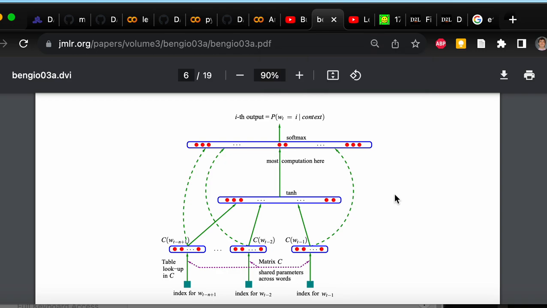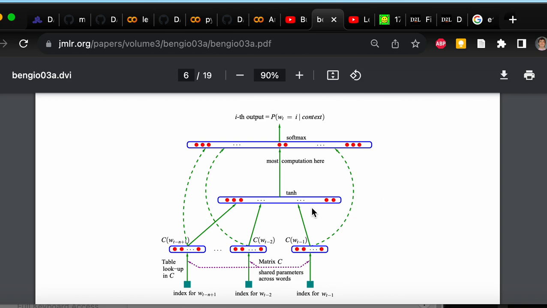This picture should remind you of the kinds of things we've been doing, and you can very easily explain what it is. So instead of having an input of size 26, they have 3 inputs of size 26, and all 3 of them use the same matrix C. They say share parameters across words. That is a vector embedding.